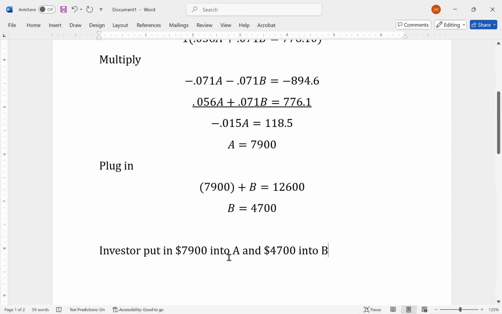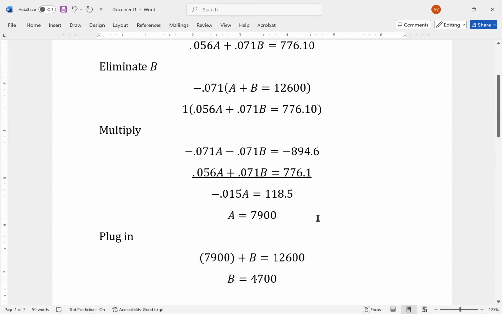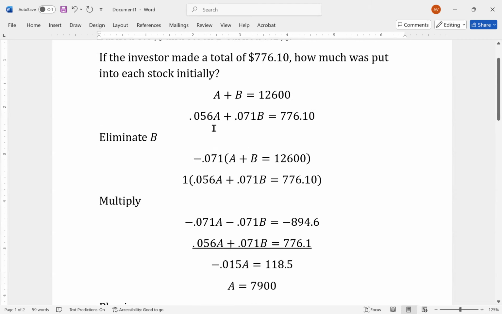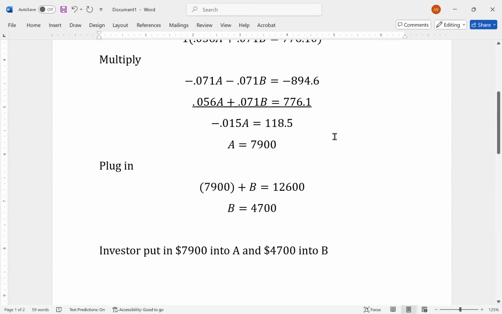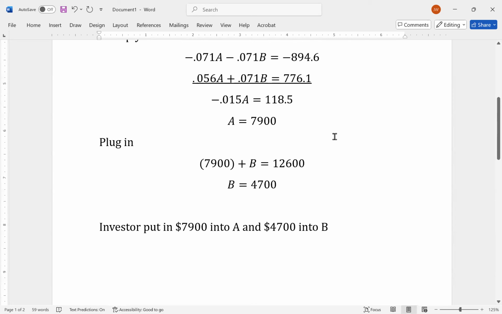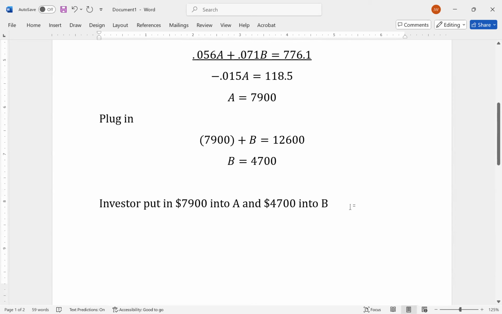You can check that that makes sense by adding those two up and seeing that you get 12,600. And then you can also check by plugging those into the second equation and seeing that you get a true statement. It turns out you do in both of those. So that's the final answer for this word problem.